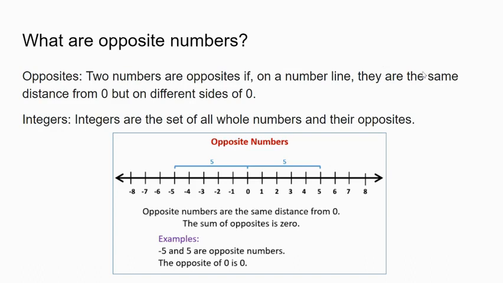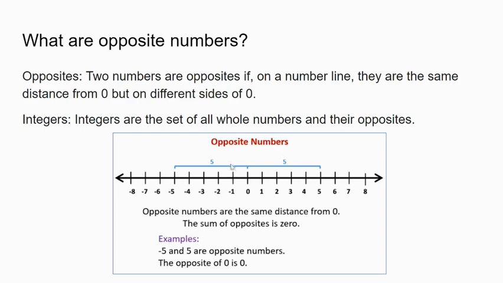What are opposite numbers? Two numbers are opposites if, on a number line, they are the same distance from 0, but on different sides of 0. Integers are the set of all whole numbers and their opposites. So all whole numbers and their opposites. Opposite numbers are the same distance from 0. The sum of opposites is 0.